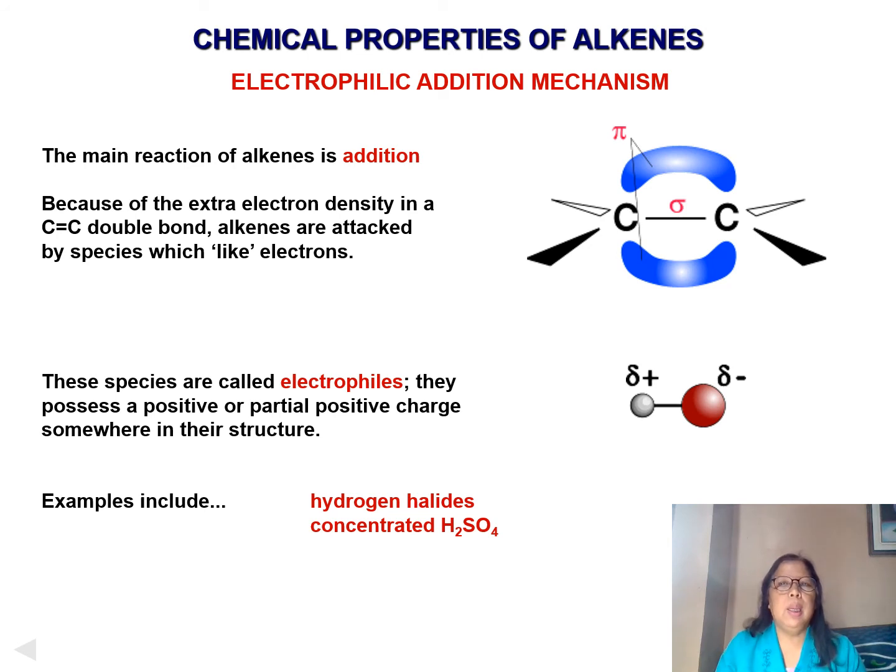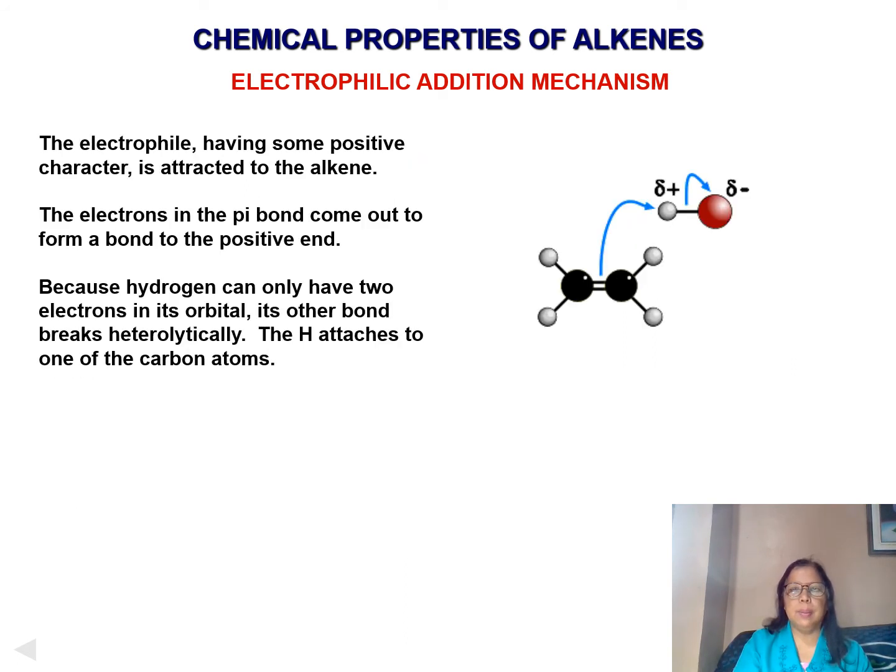Now let us go to their chemical properties. So we could have the electrophilic addition mechanism. Of course, you have your electrophilic addition mechanism in alkane. The principle is just the same. So if we say electrophilic addition mechanism, it is actually the carbon getting one hydrogen. So examples include hydrogen halides and also concentrated sulfuric acid as electrophiles. So the electrophile having some positive character is attracted to alkene. This is the electrophile. This is the alkene. The objective of this is to react with this.